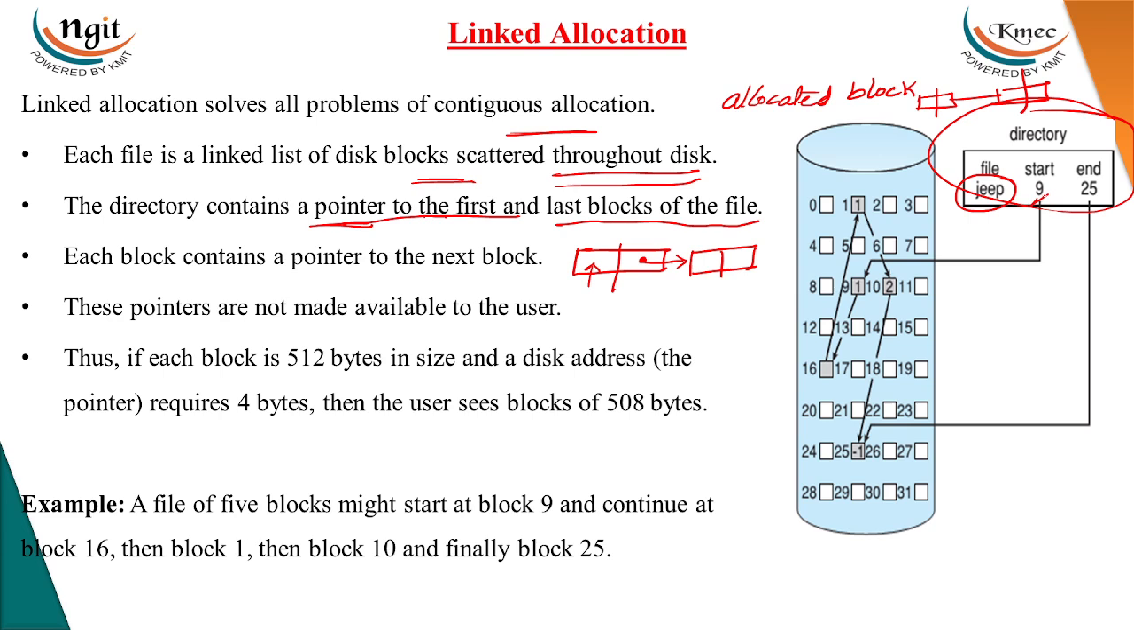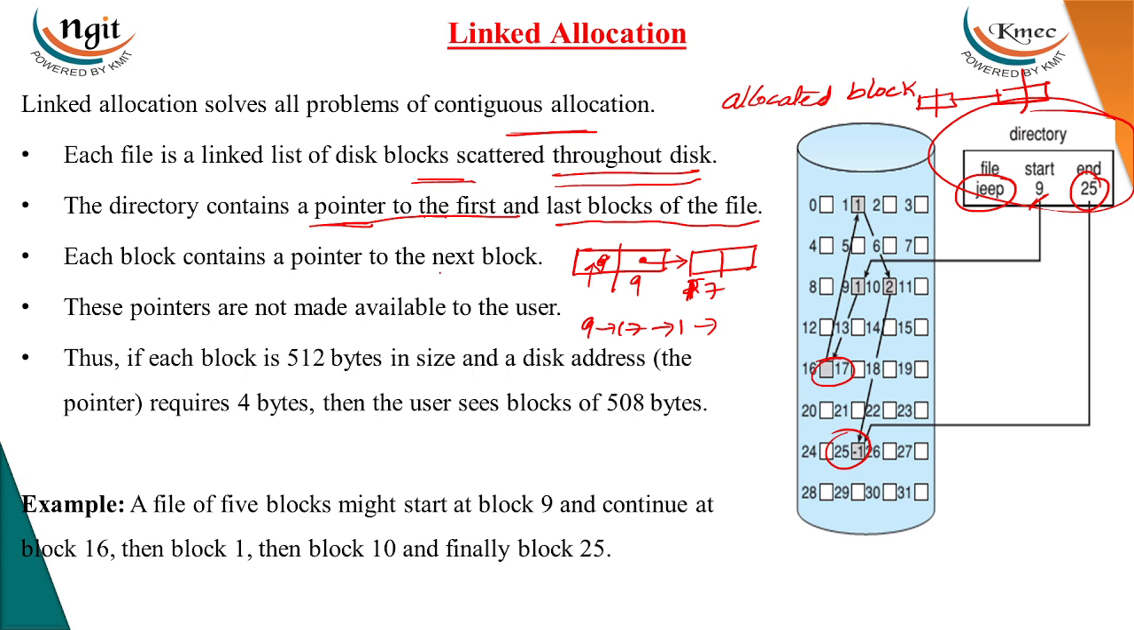The start value is 9, so here it is 9. The ninth block points to block number 17, 17 points to 1, 1 points to 2, and 2 points to 25. When it reaches 25, that will be the last block address.